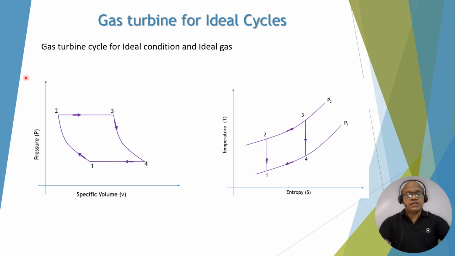Now the ideal gas turbine cycle is shown on the PV diagram. 1-2 is the compression process, 2-3 is heat addition at constant pressure, 3-4 is the isentropic expansion process in the turbine, and 4-1 is a constant pressure heat rejection. On the TS diagram, the temperature-entropy diagram, for the ideal case, 1-2 is an isentropic compression process, 2-3 is a heat addition process, 3-4 is an isentropic expansion process, and 4-1 is a constant pressure heat rejection process. P1 and P2 are the two constant pressure lines. P1 is the lower pressure, P2 is the higher pressure.